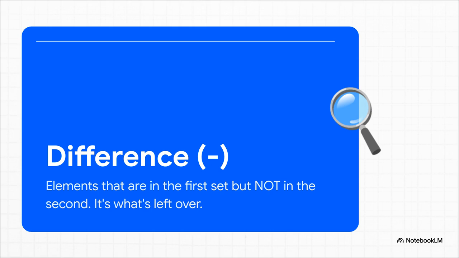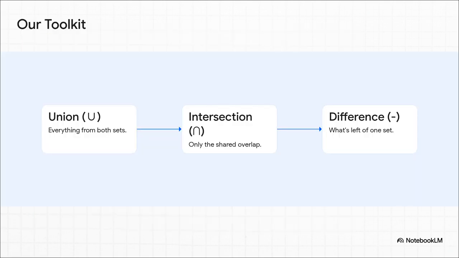And finally, there's difference. This one lets us isolate what's unique to a single group. So if you take set A minus set B, you're basically asking, what's in A that is not also in B? With our example, if you take 1, 2, and subtract 2, 3, you're just left with 1. It's what's left behind after you take away the overlap. And that's pretty much it. With just these 3 operations, combining everything with union, finding the overlap with intersection, and finding what's unique with difference, we have a complete toolkit for figuring out how any 2 groups relate to each other.